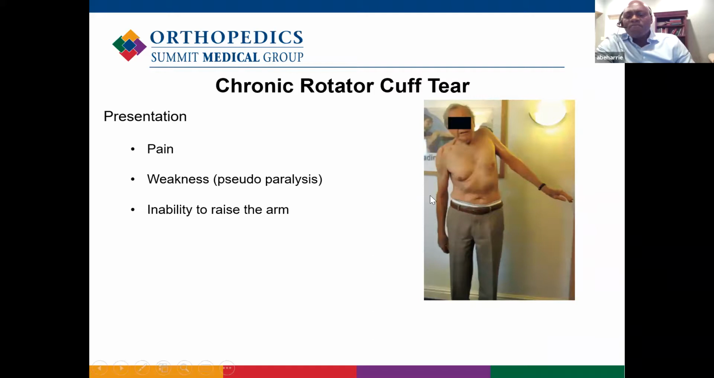Patients who have very large chronic tears in the rotator cuff present with pain, but they also present with significant weakness. We have a gentleman here with a tear in his left rotator cuff that's been there for a long time. It's a large tear, it's chronic. He's trying to raise his arm and he can't do it. We refer to that weakness as pseudoparalysis.